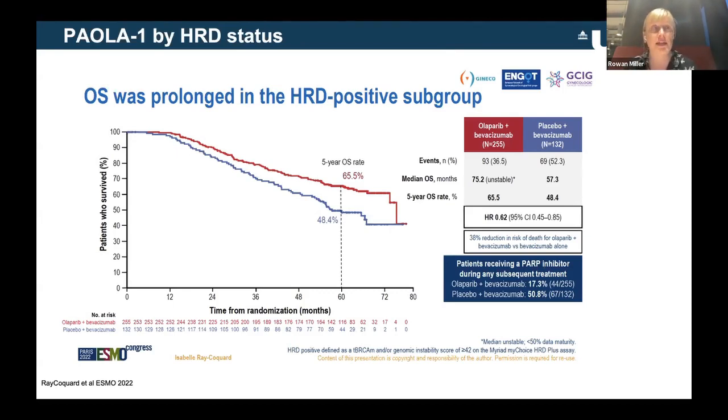And it's rare to see improvements in PFS translating to improvements in overall survival, particularly in ovarian cancer where patients may live for many years and have multiple lines of treatment. So this really shows the importance of early instigation of these therapies, translating into long-term outcome, with many of these patients being free from progression at 5 years.